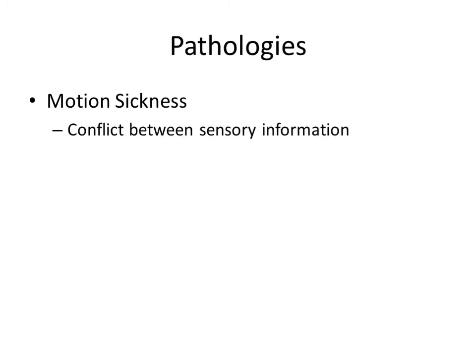Then there are some pathologies that you are not required to know, but I'm telling you just for your information. Motion sickness is really a conflict between sensory information. Your eyes are telling you one thing, but your vestibular system is telling you something different. The conflicts can lead to stimulation of the autonomic centers, resulting in a sense of nausea and vertigo.